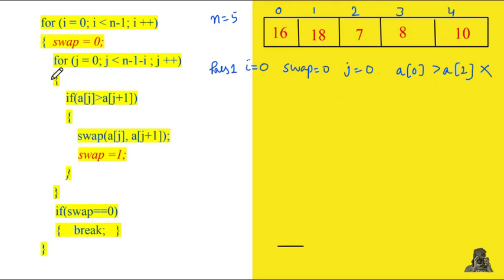So now we have to complete the execution of this inner loop first. Only then can we move out of this loop. So now j's value will be incremented by 1. So again n-1-i is 4 minus i, which is 4.